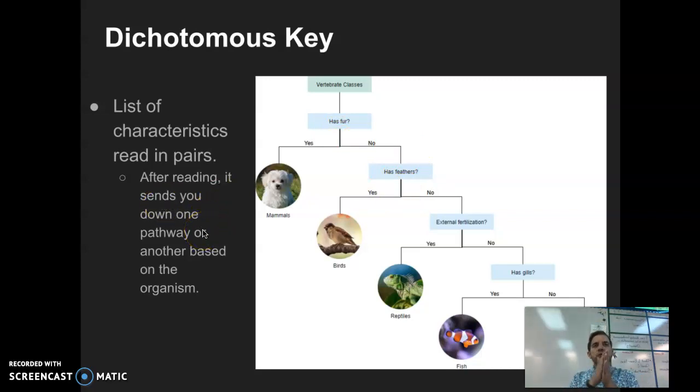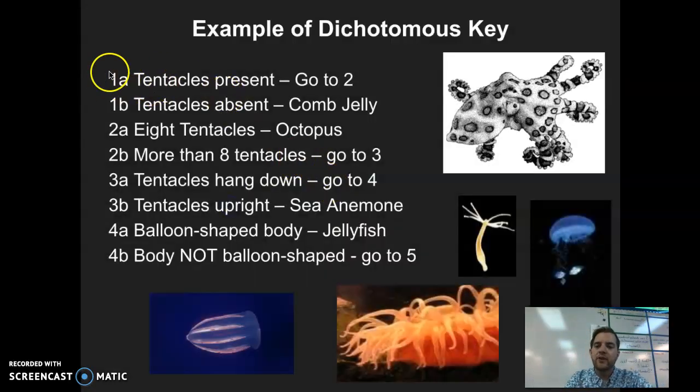And so it kind of tells you, oh, okay, so you read these two, whichever one. It's almost like a choose your own adventure kind of novel. It's actually identical to a choose your own adventure novel if you've ever done one of those, where you read it and it says, okay, if it's this, you go here. If it's this, you go there. So here's what a dichotomous key might look like.